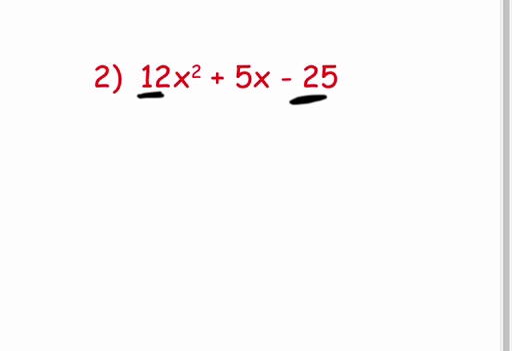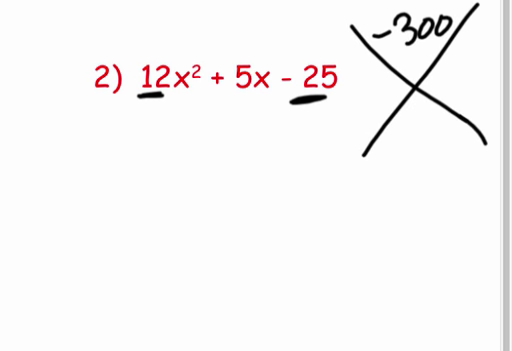So I got to take my 12 times negative 25, which gives me negative 300, and I need factors of negative 300 that add up to a positive 5. So I know one's a plus and one's a minus, right? Because they got to get to a negative 300. And if I start dividing negative 300 by some stuff, it ends up being what? 20 and 15. So which one's got to be positive? It looks like the 20, because I want a positive 5 out of that, right?